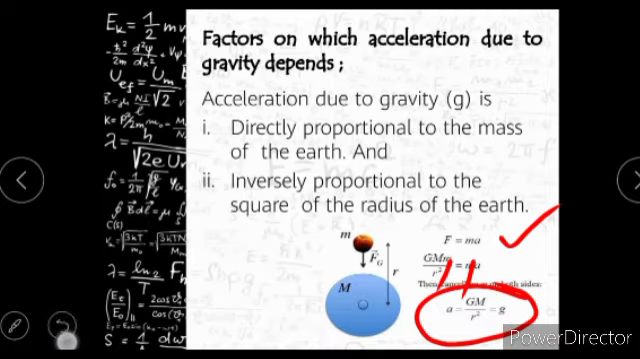That means the acceleration due to gravity is directly proportional to the mass of the earth. You can see g is equal to G M by r square, where capital M is the mass of the earth, and it is inversely proportional to the square of the radius of the earth. That means acceleration due to gravity depends on the radius and the mass of the earth. If the mass increases, then acceleration due to gravity increases. If the radius increases, then acceleration due to gravity decreases squarely.